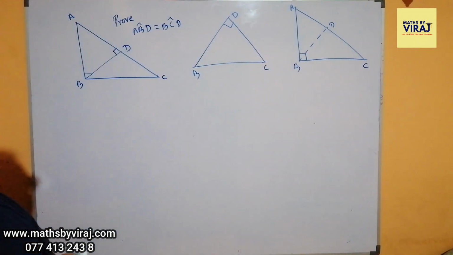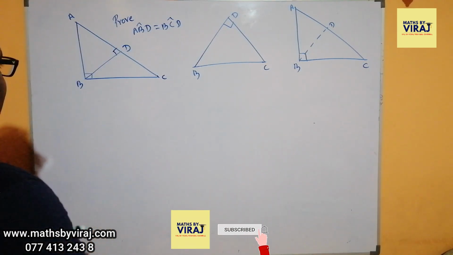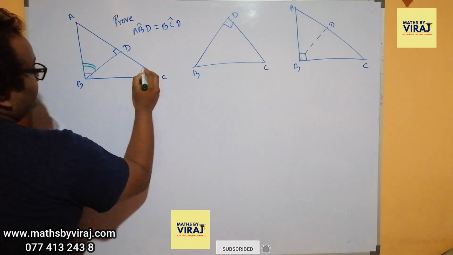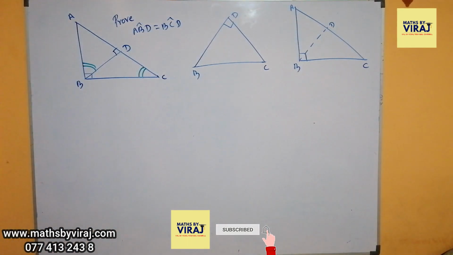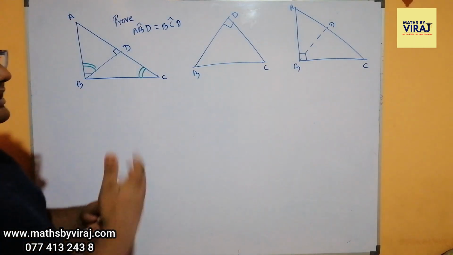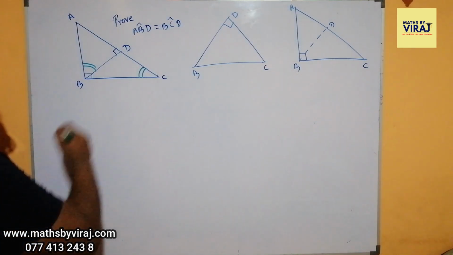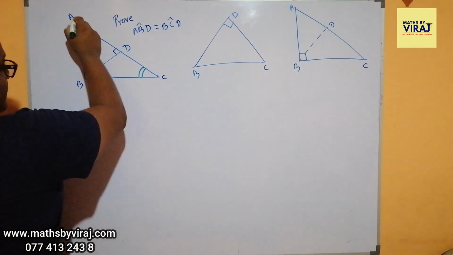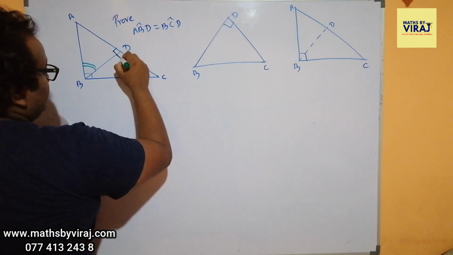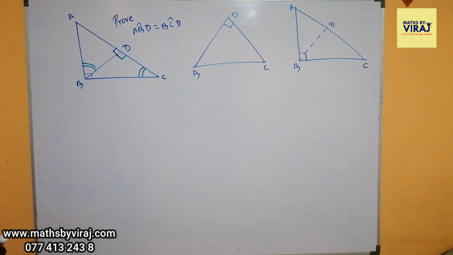Okay children, let's look at another sum. Here, we have to prove that angle ABD is equal to angle BCD. That is, we should prove that these two angles are equal, right? So we should look at the data that is given to us. It is given that angle ABC is a right angle, 90 degrees, and angle BDA is a right angle. So children, if BDA is a right angle, ADC being a straight line, then we can come to an understanding that angle BDC is also a right angle.